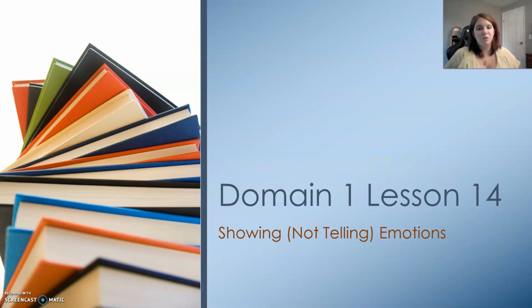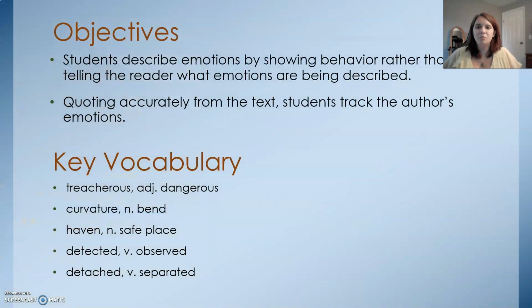This is grade 5, domain 1, lesson 14, showing, not telling emotions. Our objectives for today are describing emotions, showing behavior rather than telling the reader, and we're also going to track the author's emotions.